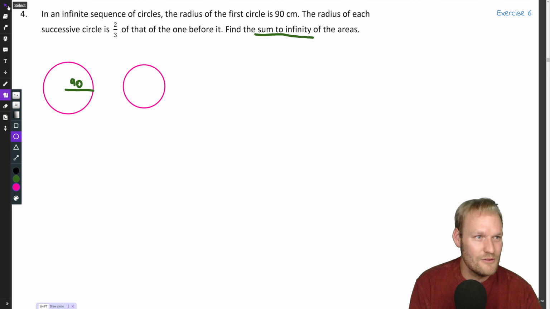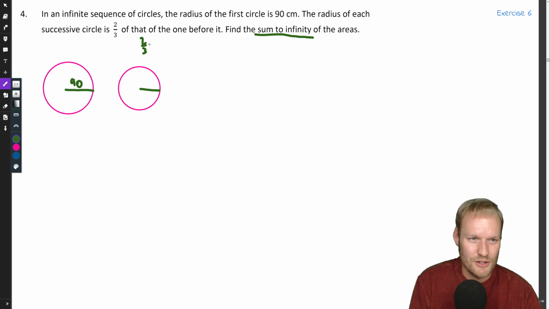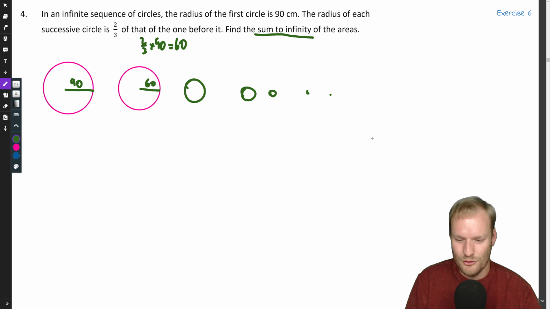This one's radius is 2/3 of the one before it. So 2/3 of 90, maybe you've worked it out already. I think I get 60. So its radius is 60. And so we're going to have a whole lot more circles. They get smaller and smaller. Find the sum to infinity of the areas.